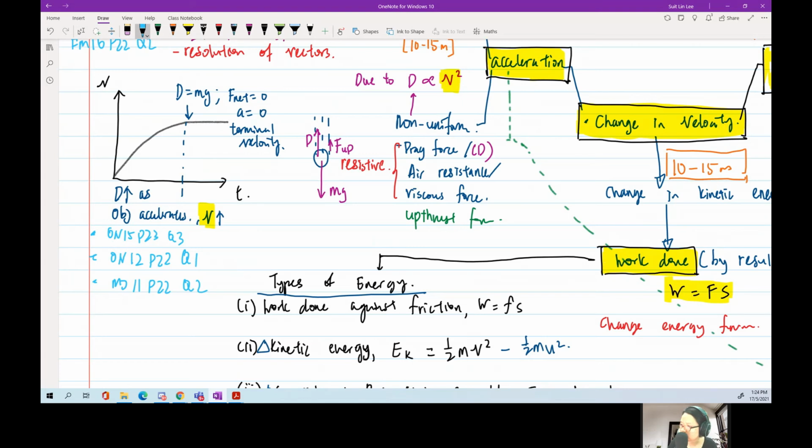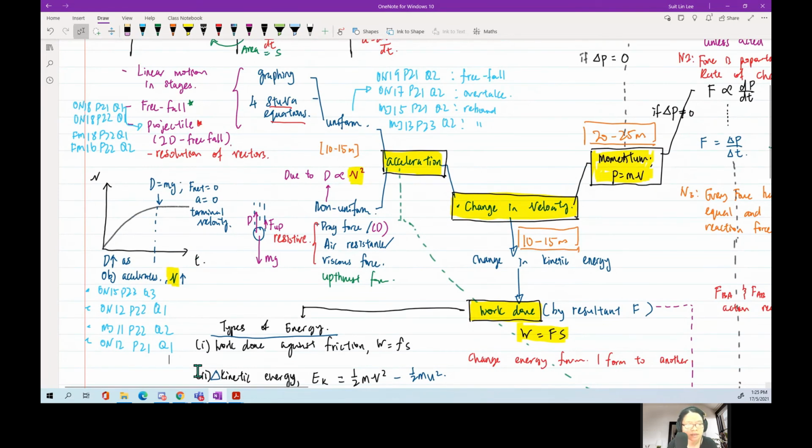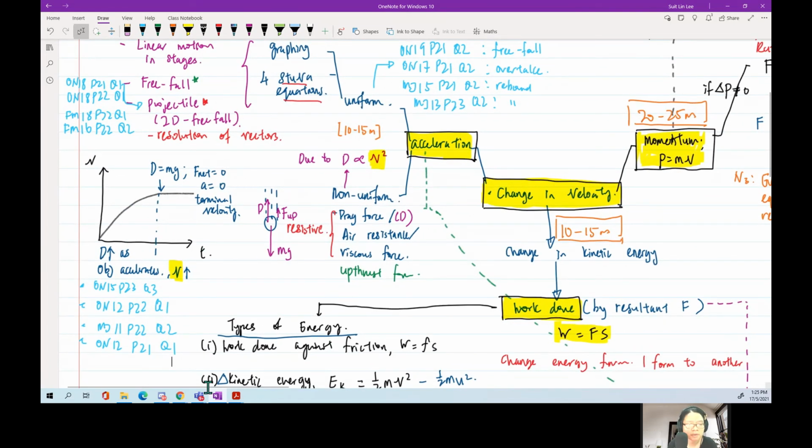But in case you need it, I also probably discuss one in the examples. ON12 paper 2-1 question 1. This one, once you understand it, you are good now. Okay, so that is the kinematics suggested things to try.